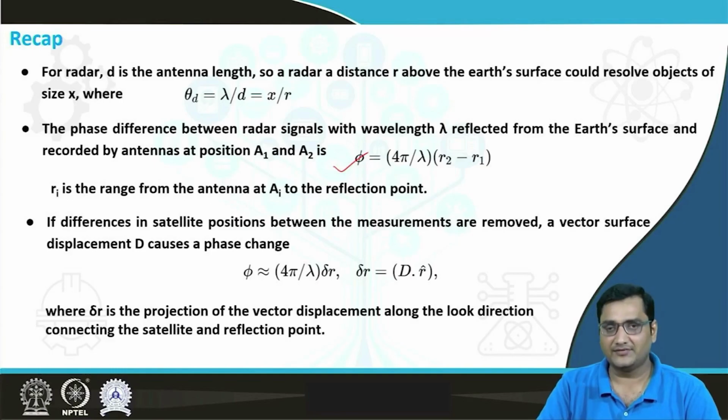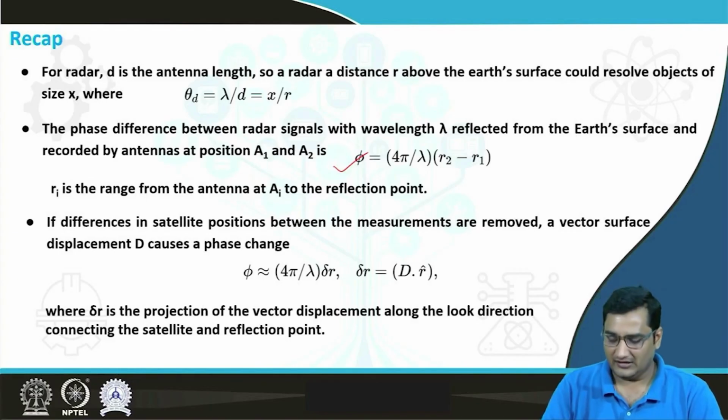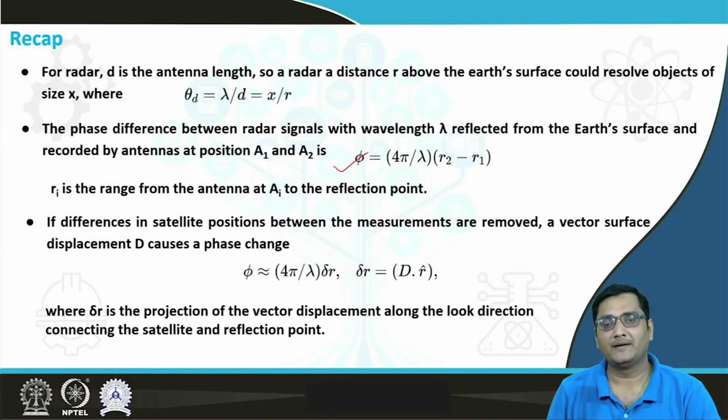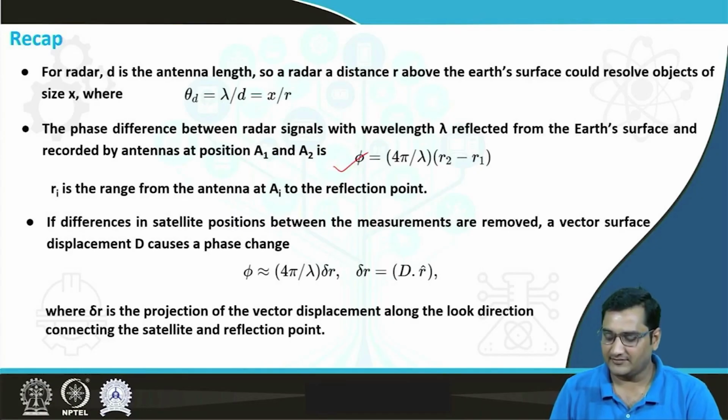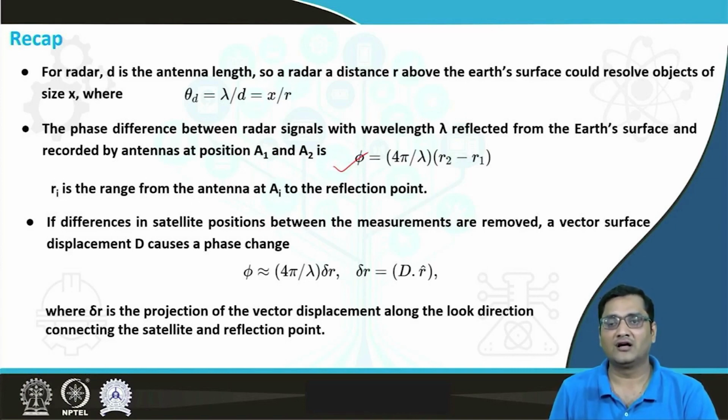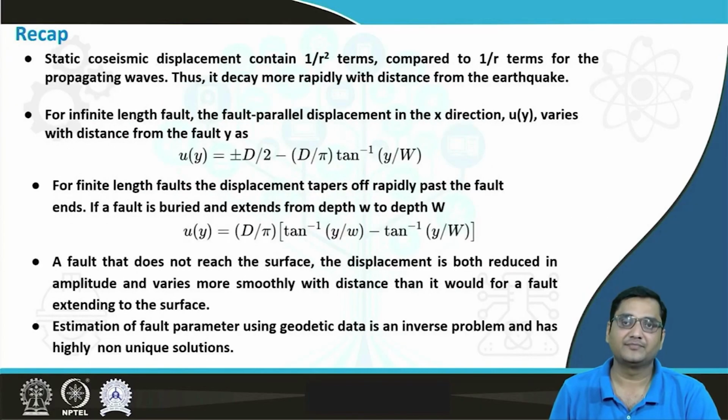If the differences between the positions of the satellites are removed, a vector surface displacement d causes a phase change phi equal to 4 pi by lambda delta r, where delta r is d dot r cap, and delta r is the projection of the vector displacement along the look direction connecting the satellite and the reflection point.